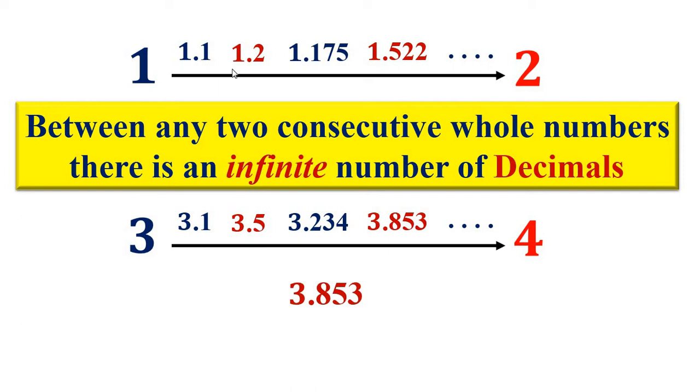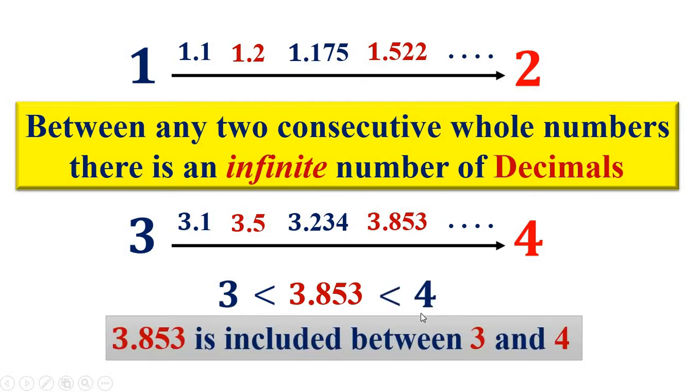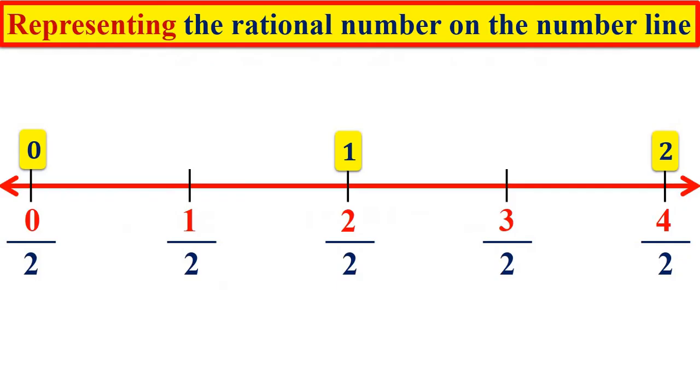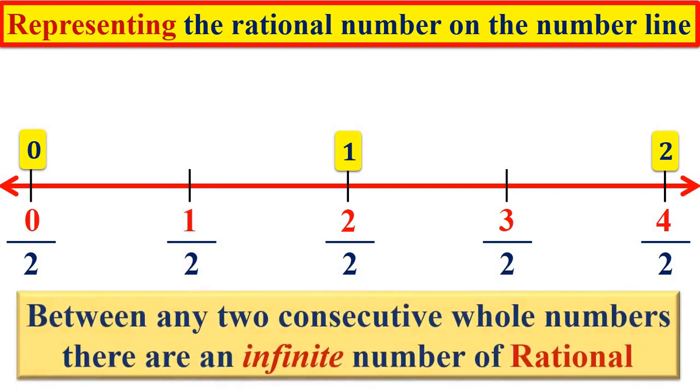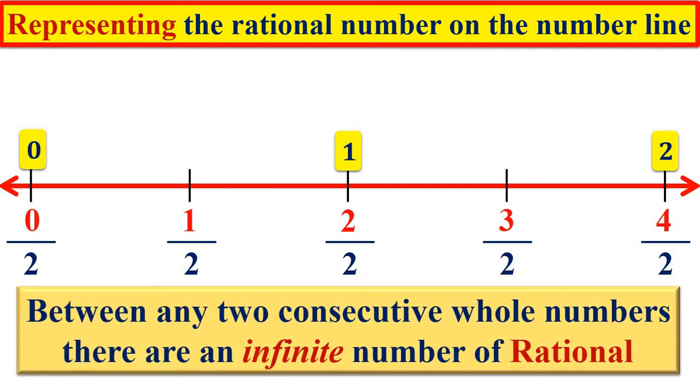So if we choose this number as an example, 3.85, we have here 3 as the whole number, so it is bigger than 3 and less than 4, because 3.853 is included between 3 and 4. So between any two consecutive whole numbers, don't forget this, there are an infinite number of rational numbers.